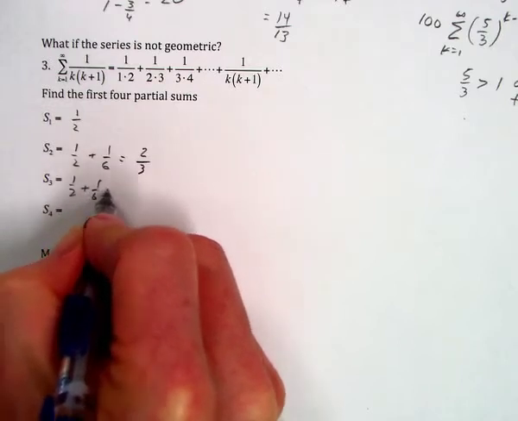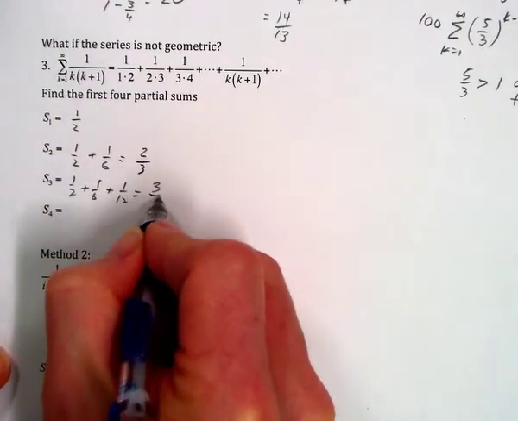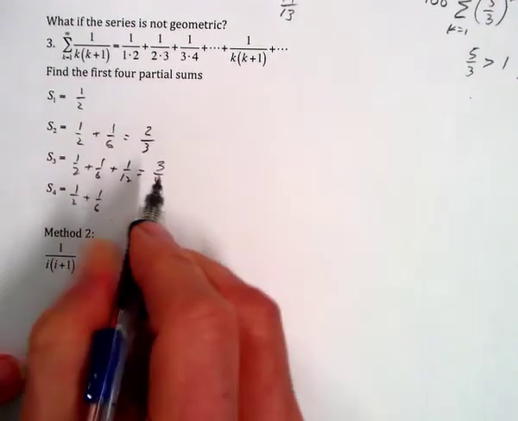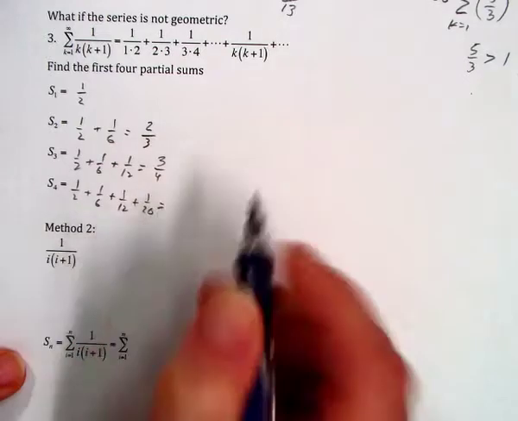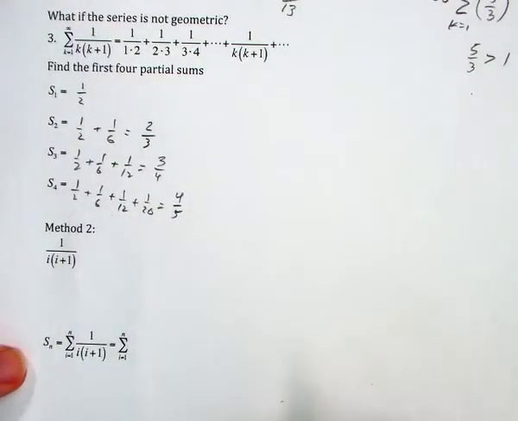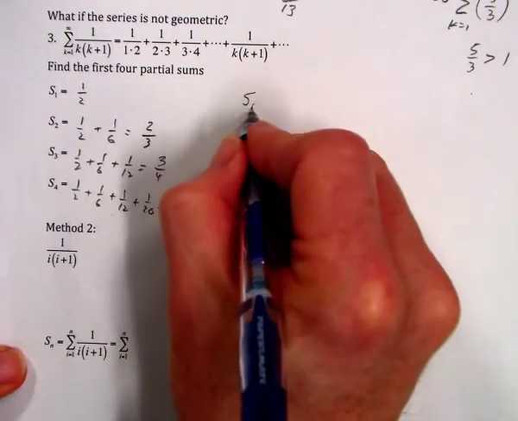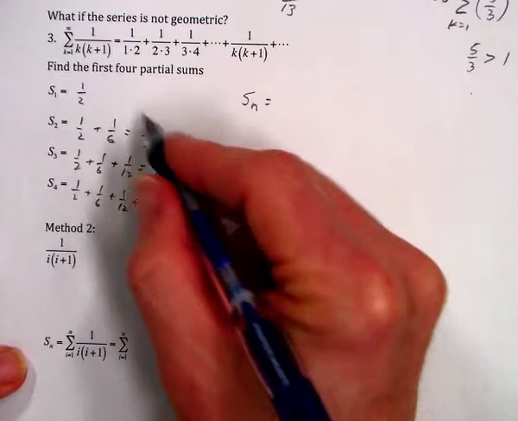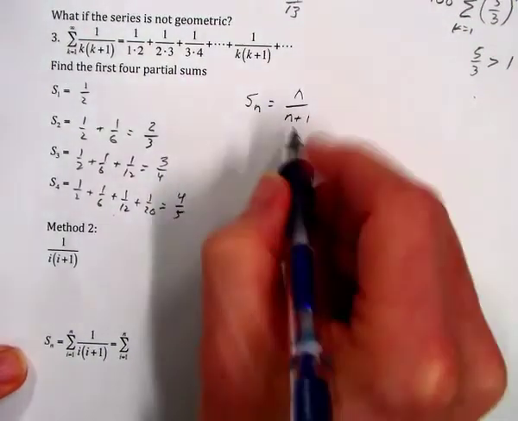Then 1/2 plus 1/6 plus 1/12. That gives us 3/4. Let's do one more. 1/2 plus 1/6 plus 1/12 plus 1/20. And that will give us 4/5. I did the work, but you could check me to make sure. So let's write a formula for s sub n. On the top, we have just n. On the bottom, we have n plus 1.